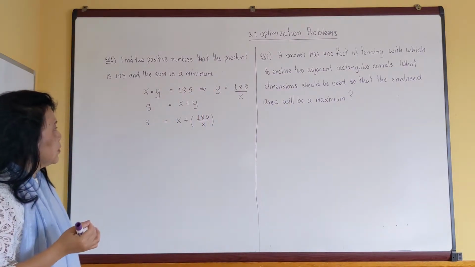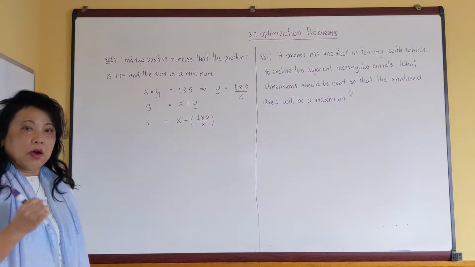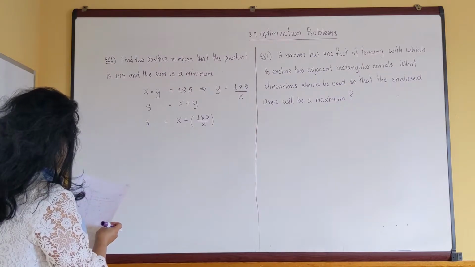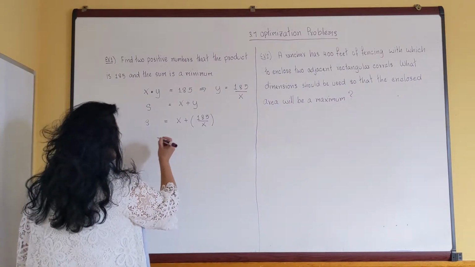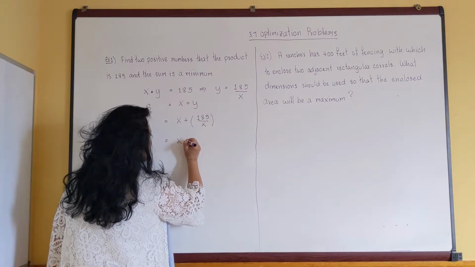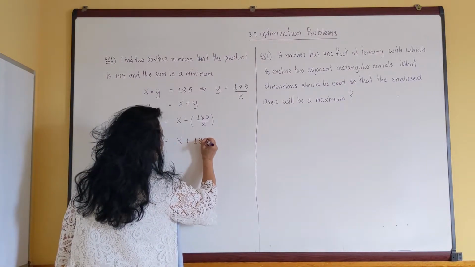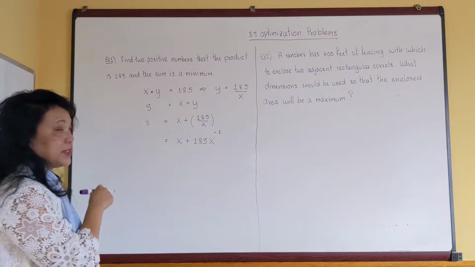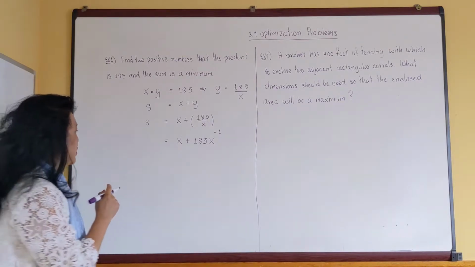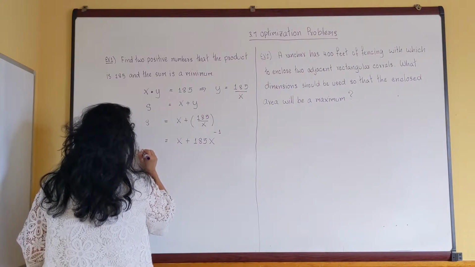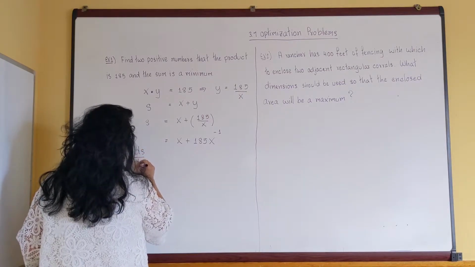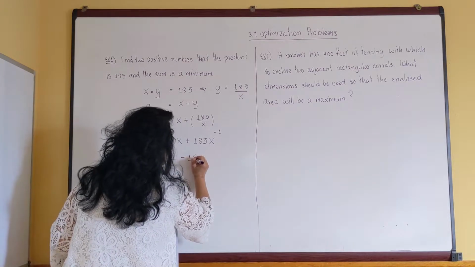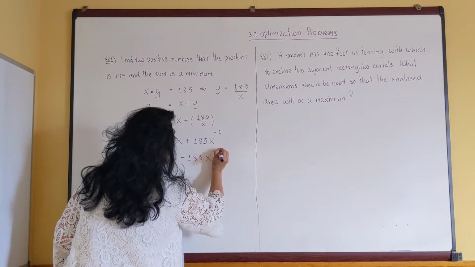So you have two options. You can do the first derivative test or the second derivative test. What I did first is rewrite this as x plus 185 x to the minus 1. Then take the derivative of this with respect to x. So I'm going to have 1 minus 185 x to the negative 2.